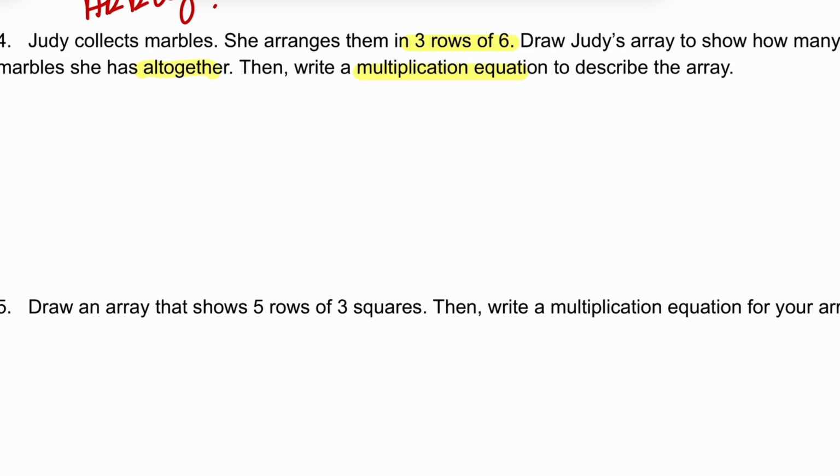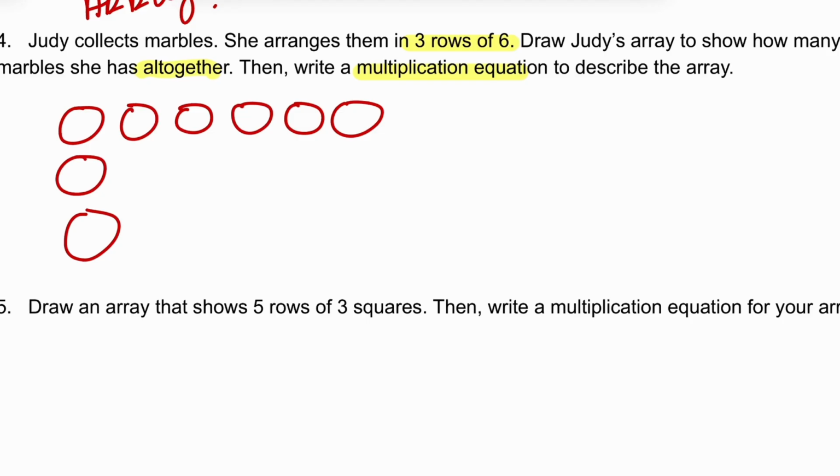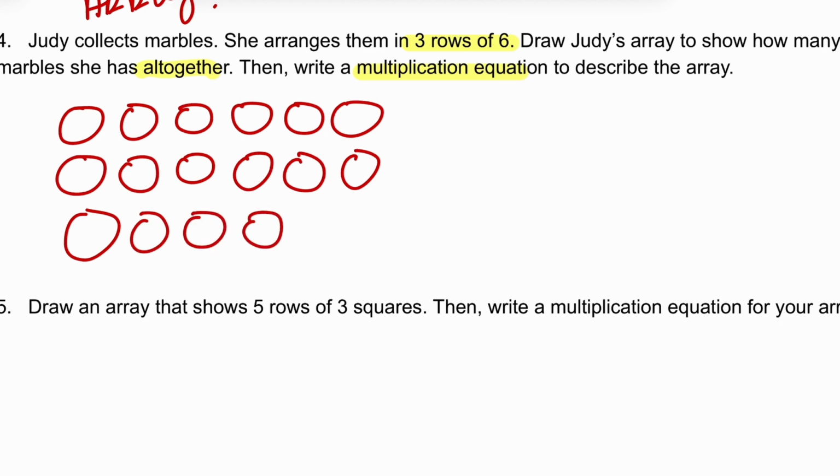Okay, so she has marbles and she wants to arrange them into 3 rows of 6. So that's what I'm going to do. I'm going to have 3 rows, 1, 2, 3, and I'm going to have how many in each row? 6. So we got 1, 2, 3, 4, 5, 6. We already have 1 on the second one. 1, 2, 3, 4, 5, 6. Now we have another one. 1, 2, 3, 4, 5, 6. Okay? So now you have 3 rows of 6.